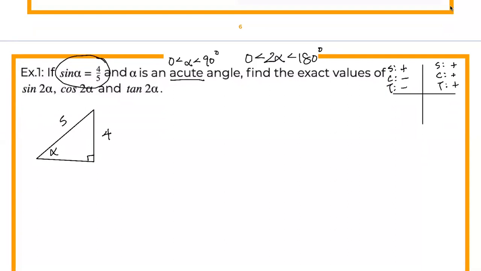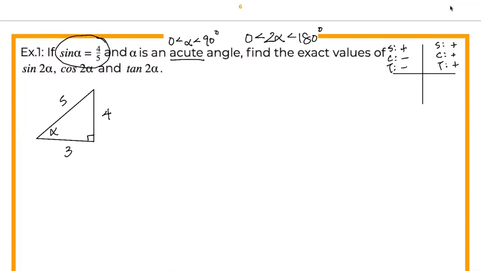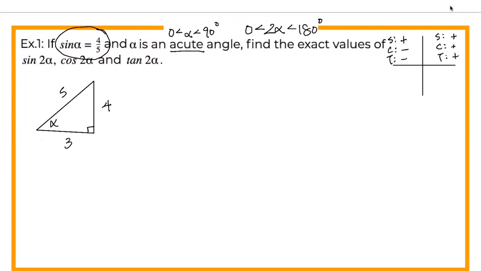How long is the missing side? 3. 3, good. So the 3, 4, 5 triangle, pretty common one, okay? But if you didn't remember that, you could always use your Pythagorean identity to find the missing side, okay? So once we've drawn our triangle, now we can find our sine 2 alpha, cosine 2 alpha, and tangent 2 alpha. So sine 2 alpha, that formula says that it's going to be 2 sine alpha cosine alpha.